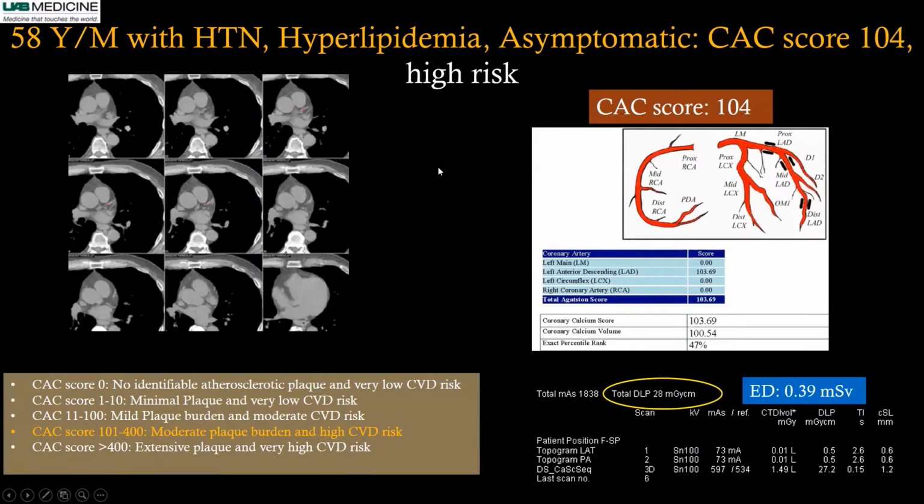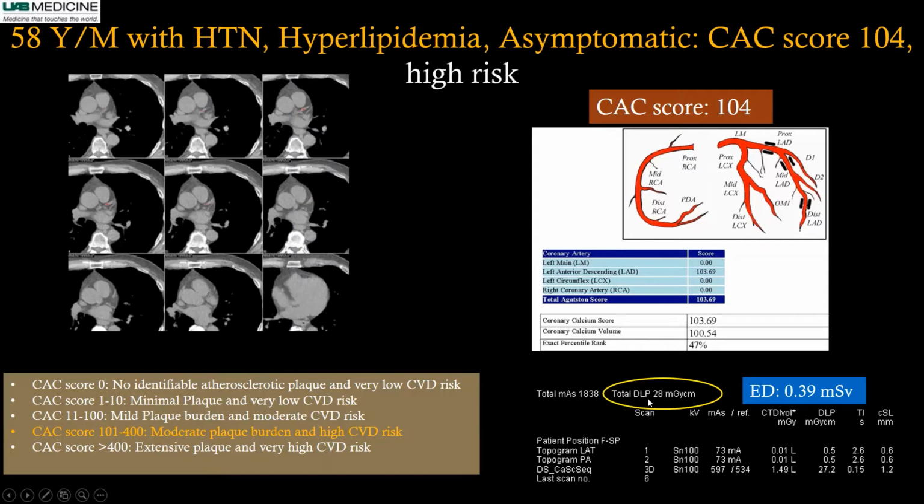On the other hand, this is another patient with hypertension and hyperlipidemia, but he's asymptomatic, and his calcium score came out to be 104, and it is shown here as red specks in the LAD, mostly LAD category. So this score of 104 is between 101 and 400, which means it is a moderate plaque burden and has a high cardiovascular disease risk in the future. If you look at these numbers here, this is the total radiation dose on these cardiac scans.